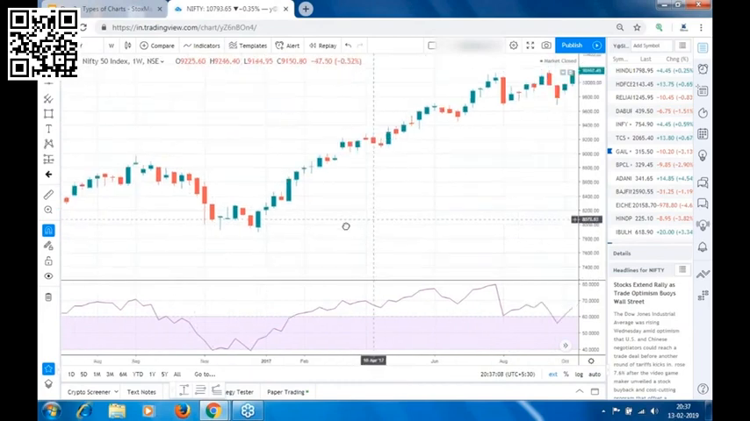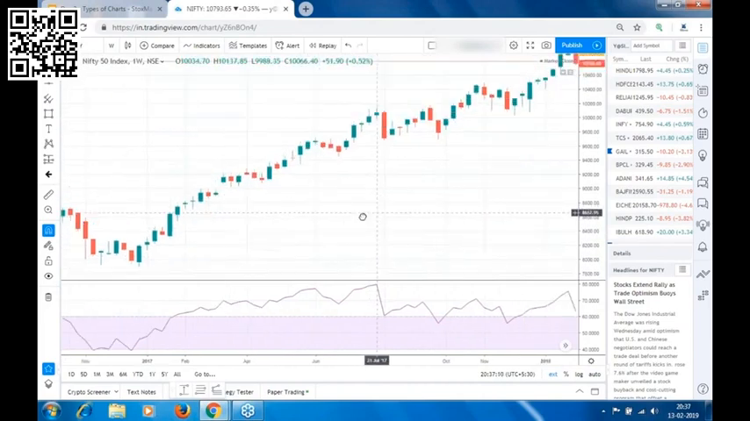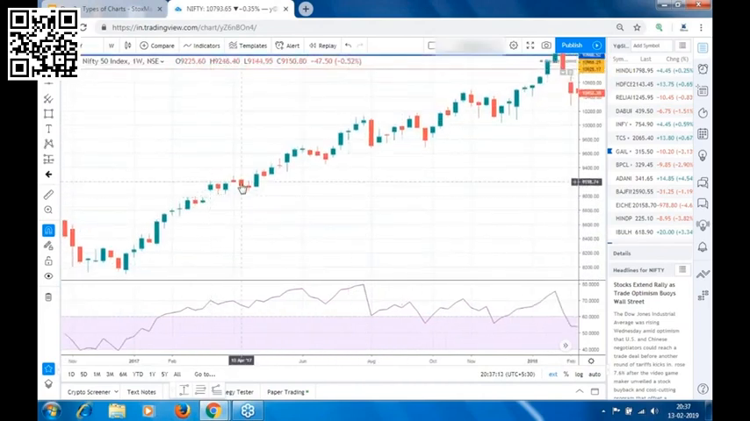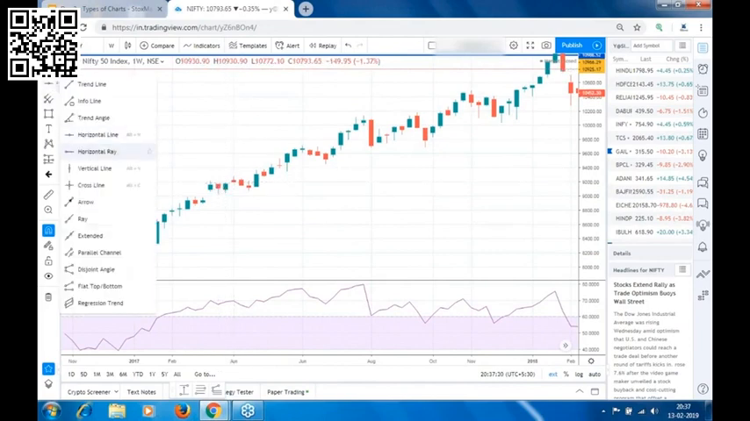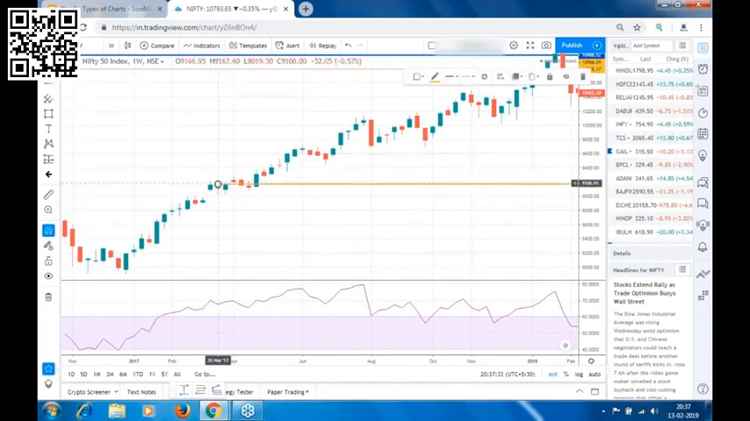Tweezer top and tweezer bottom once again. See these two candles. You can say that these are a tweezer top because the high of both the candles is the same. And when the high is broken, then you can see the movement in the stock.